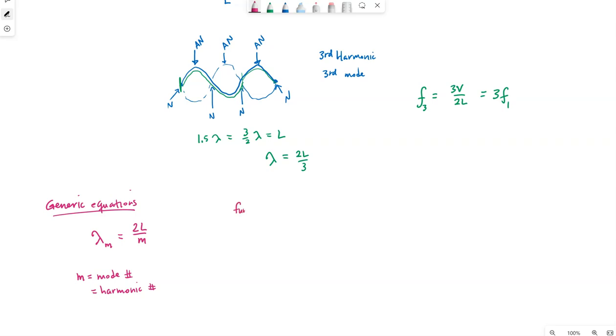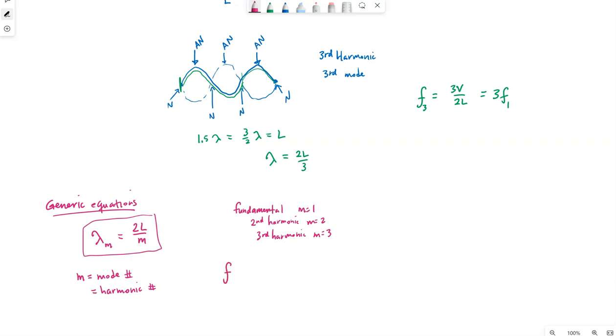So the fundamental was m of 1. The second harmonic, or mode, was m of 2. Third harmonic, or mode, was m of 3. And we could keep going. A fourth harmonic would be m of 4. An eighth harmonic would be m equals 8. So this is one of our generic equations.